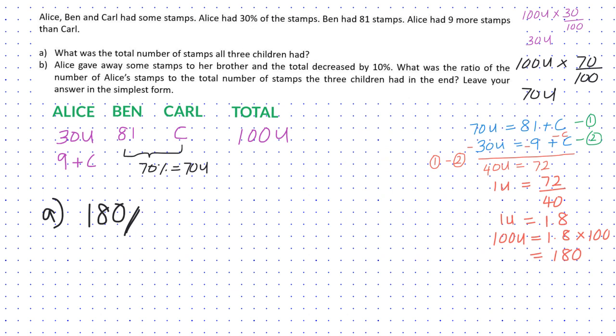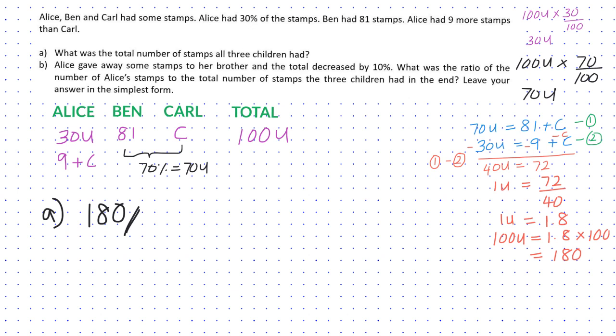Okay, so moving on to question B, it says Alice gave away some stamps to her brother and the total decreased by 10%. We need to find the ratio of the number of Alice's stamps to the total number of stamps the children had in the end. And they want the answer in the simplest form. We are not given the number of stamps that Alice gave to her brother. However, the question says that the total decreased by 10%. So in other words, the number of stamps that Alice gave her brother is 10% of the total number of stamps that they had, which is 180.